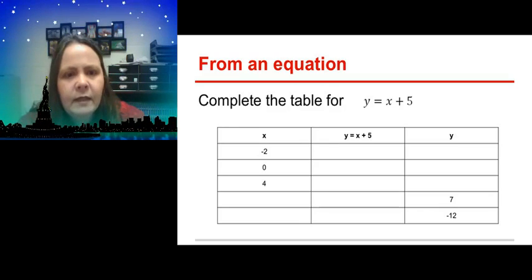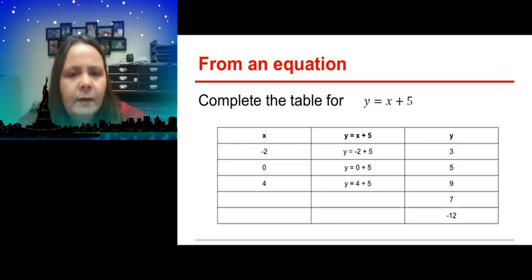Well, if x equals -2, then that means y equals -2 plus 5. And -2 plus 5 is 3. So 3 goes in our y column. Then when x equals 0, y equals 0 plus 5, and 0 plus 5 is 5, so 5 goes in our y column. And when x equals 4, y equals 4 plus 5, and 9 goes in our y column.